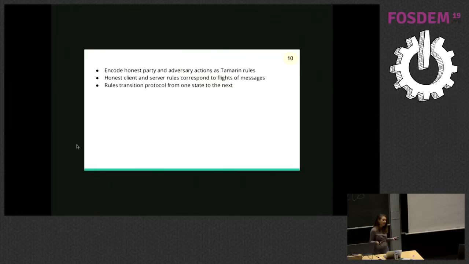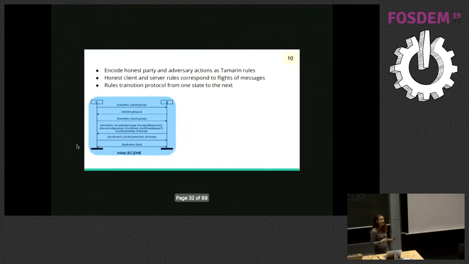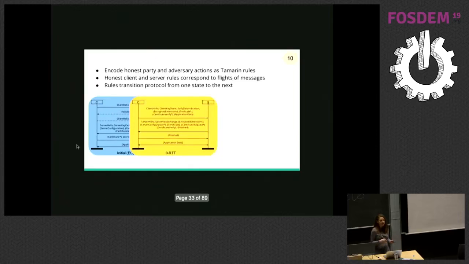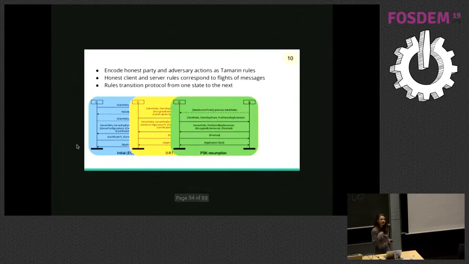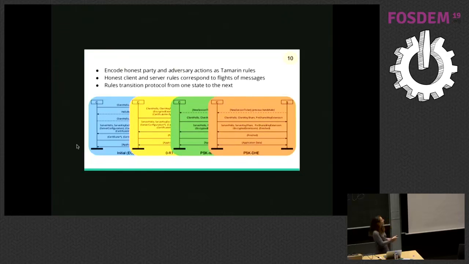Now, in TLS 1.3, there are many different handshake modes that you need to be able to model. There's the initial elliptic curve Diffie-Hellman handshake, right? There's the zero RTT handshake, where the client sends data immediately. There's the PSK resumption handshake, which means when you want to resume a session, you use a pre-shared key. And there's also its Diffie-Hellman variant. So we had to capture all of these handshake modes in the tool and also capture the record protocol. We do this very abstractly, just by modeling the client and the server sending and receiving data.